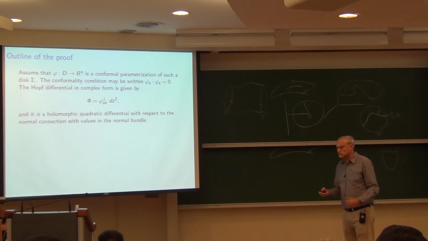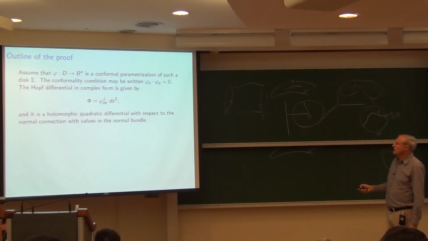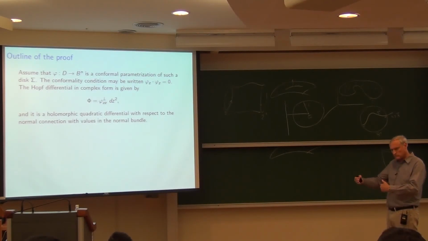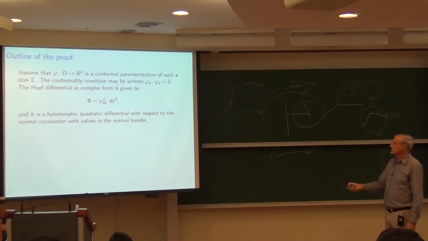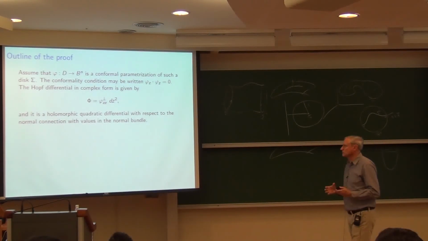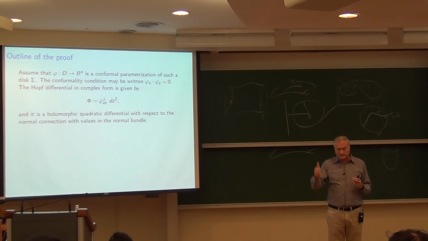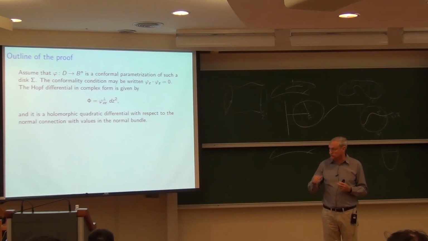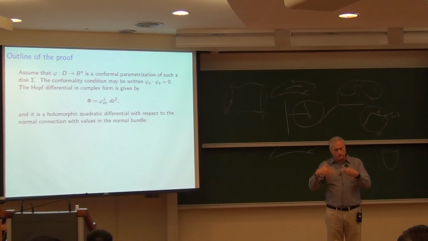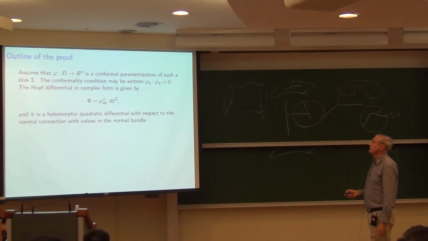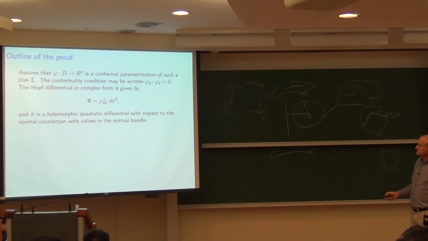Okay, and then the Hopf differential construction, if I write it in complex form, amounts to this. So if I take this expression, phi_zz, now I'm thinking of the vector valued function, two derivatives in the z direction, and then I take the normal component at the image, so that's a second fundamental form term, then I multiply that by dz squared, I get a holomorphic quadratic differential. Well, it's holomorphic with respect to the normal connection. So it has values in the normal vector fields, but of course there's an induced connection on the normal bundle which defines a complex structure on the normal bundle, and it's holomorphic in that sense. So it's a vector valued holomorphic quadratic differential.